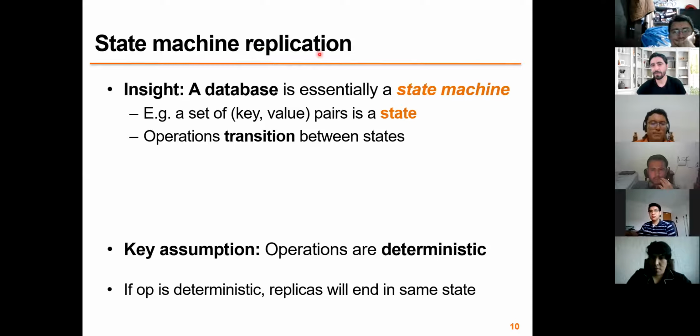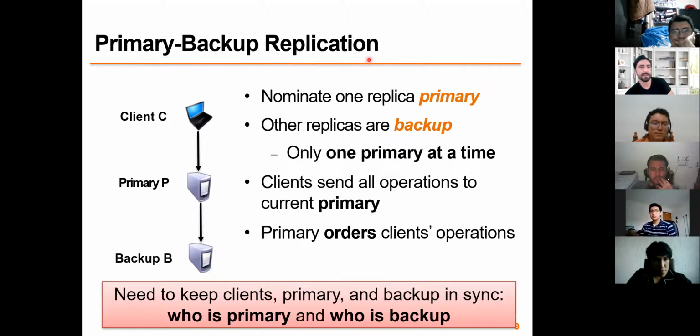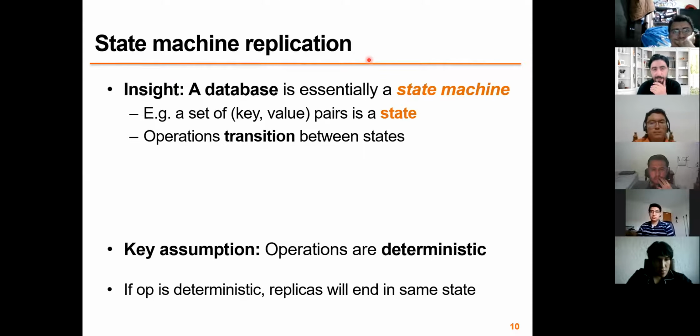Talking about a state machine, we can see, for example, that a database is also essentially a state machine, because all those values stored in a database, like key-value pairs, you can look at as a state. And the operations happening in that database can be seen as transitions between different states, going from this state to that state.